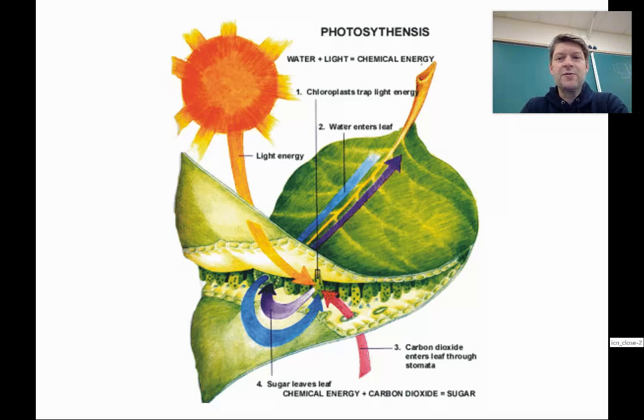Again, just an infographic here for photosynthesis. We've got water and light giving us chemical energy. The chloroplasts trap the light energy. Water enters the leaves up from the roots. Light energy comes in. Carbon dioxide enters through part of the leaf called a stomata, and the sugar leaves the leaf to give energy or some form of energy to the rest of the cell.